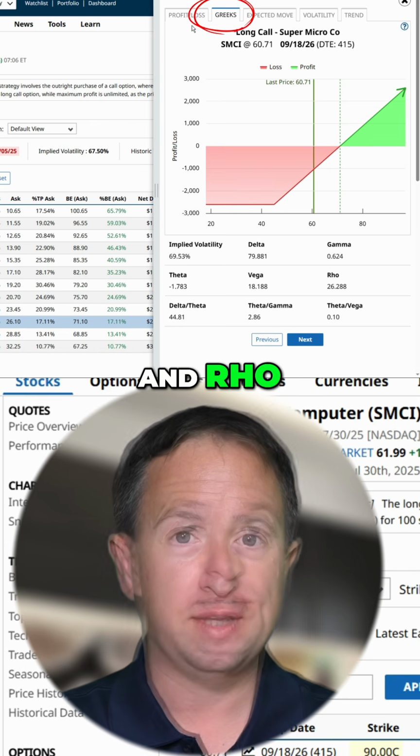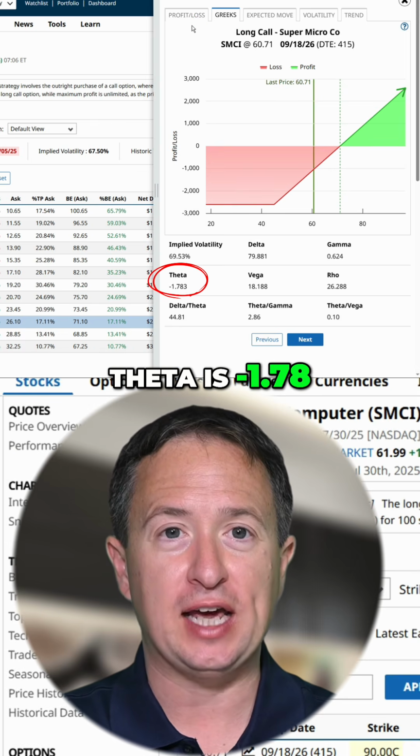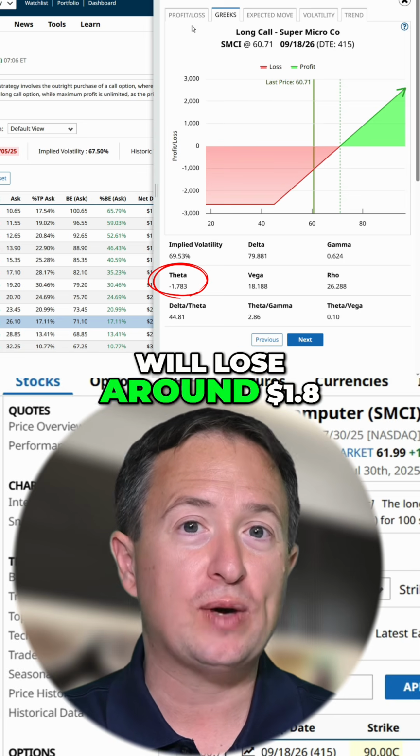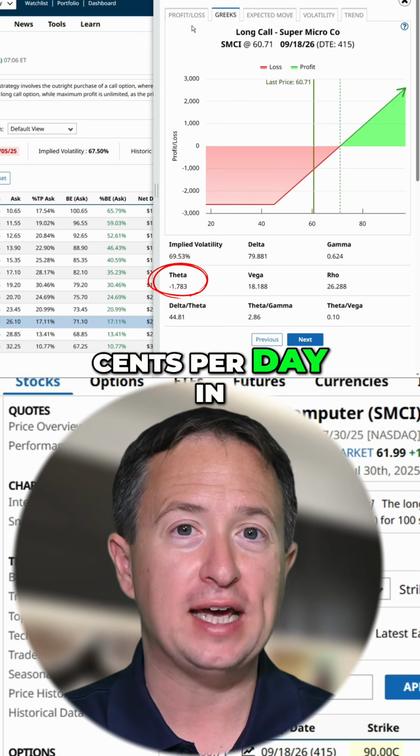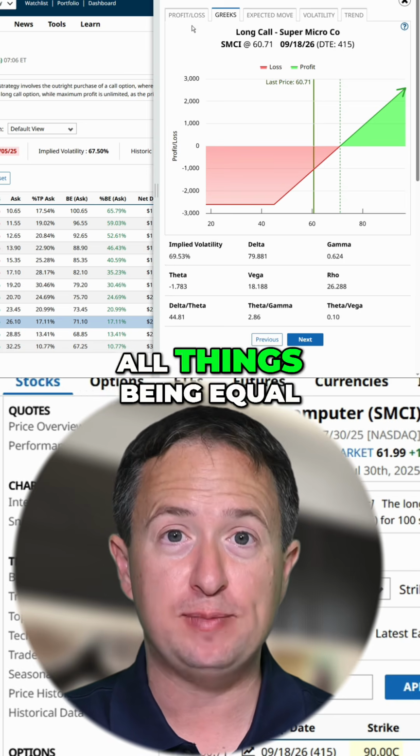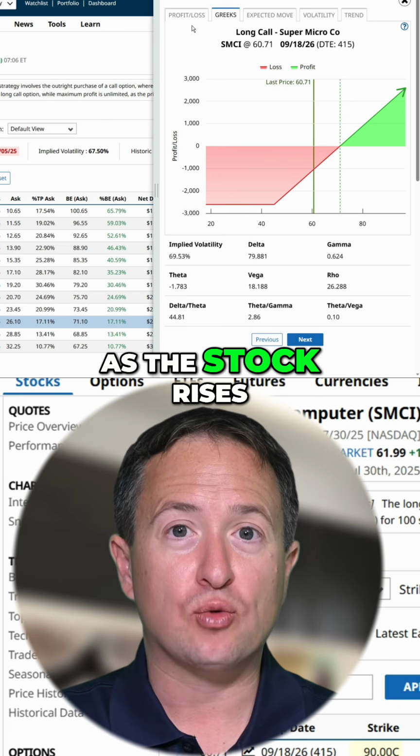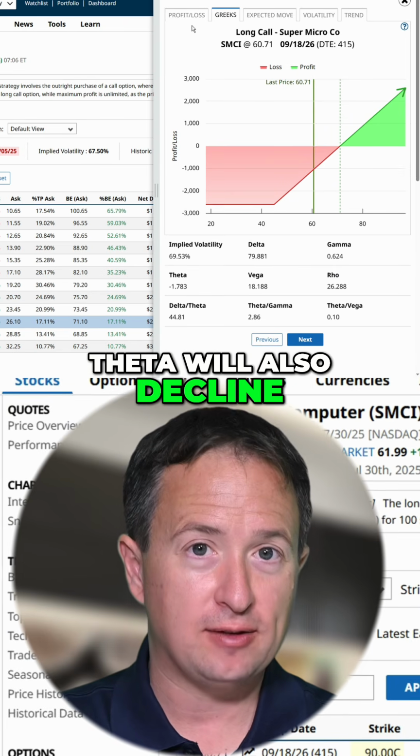Theta is minus 1.78, so your long call will lose around 1.8 cents per day in extrinsic value, all things being equal. As the stock rises, theta will also decline.